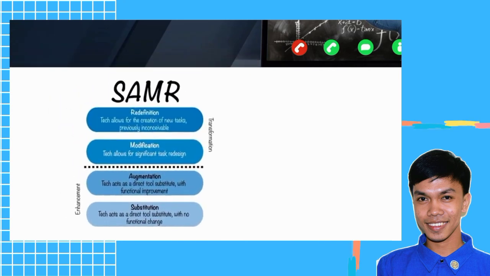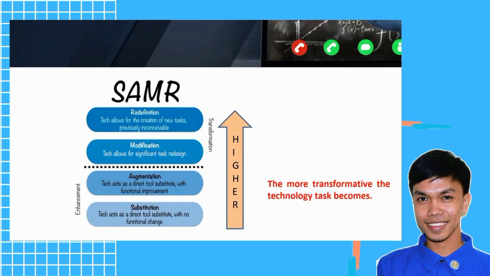So overall, the moment you go higher and move to the top through the SAMR model, the more transformative the technology task becomes, both in terms of multimedia content creation and in terms of communication with the rest of the world.